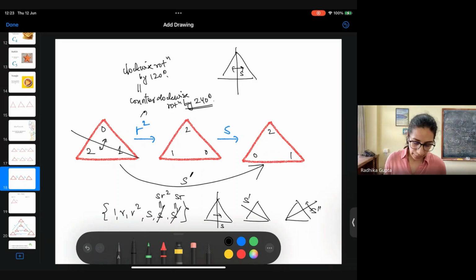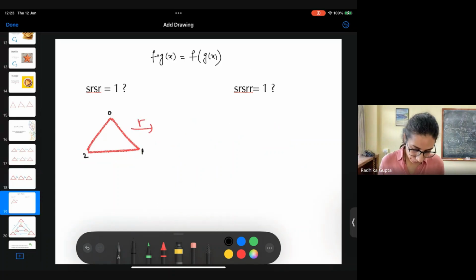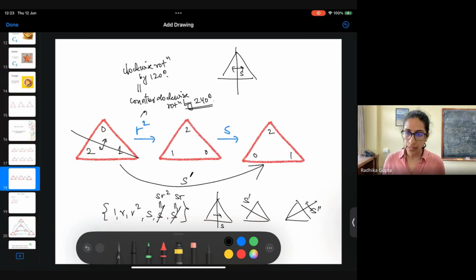So I'll leave this last one as an exercise. So far I had S, S prime, S double prime, but S prime and S double prime I could rewrite just in terms of S and R. So I didn't need those extra symbols. They were basically just compositions of S and R. But my question still remains, can I do more compositions and get something even more different?